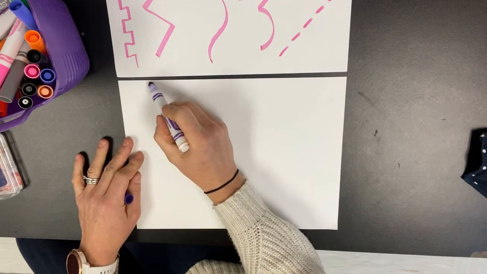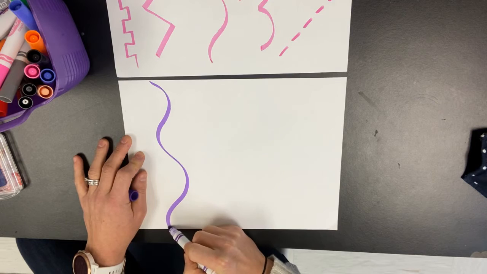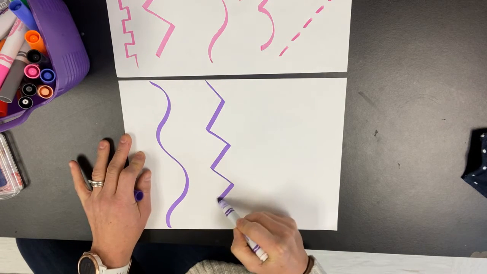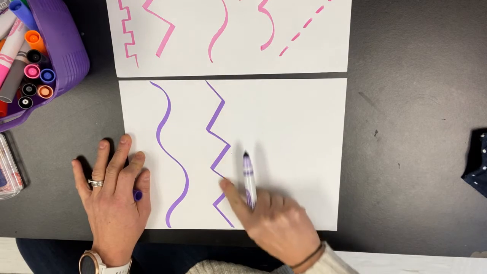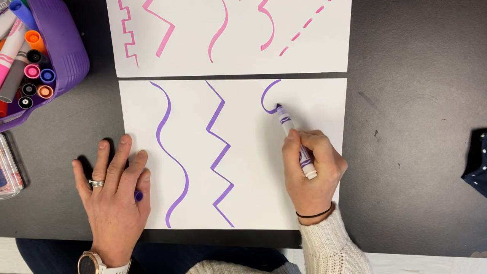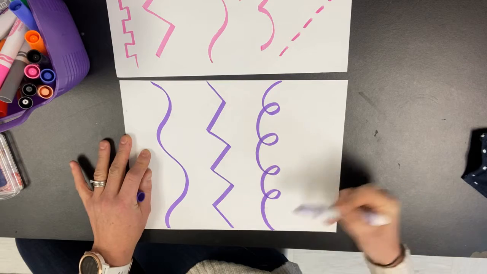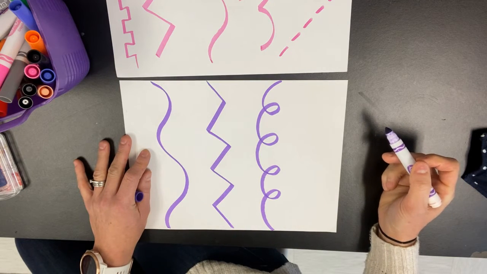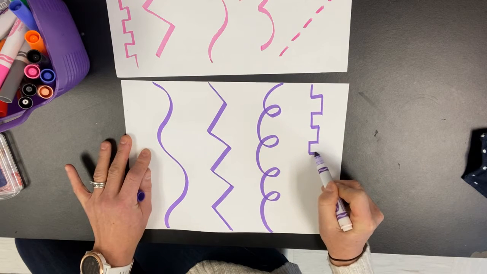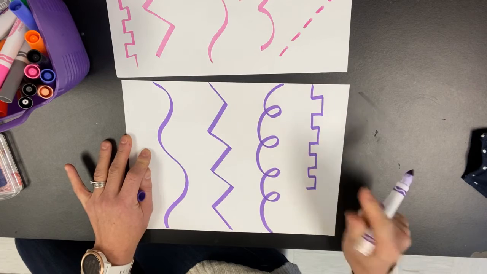And so on my paper here, I'm going to start with a wavy line. I'm going to do a zigzag. So if you notice, I'm going from the top all the way to the bottom. I'm going to do a curly. And let's think, I like that idea of that boxed line. Sometimes we could even call it a right angle. A right angle is that sharp corner there.